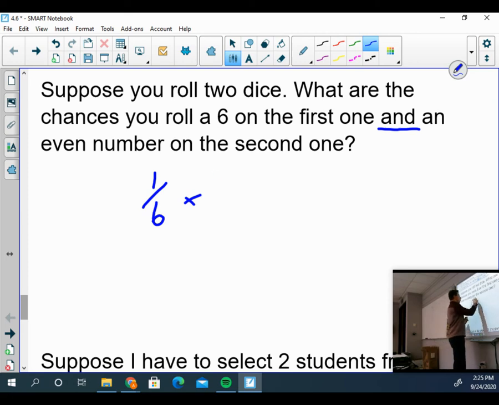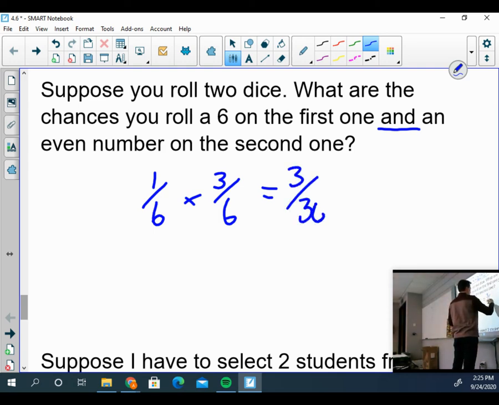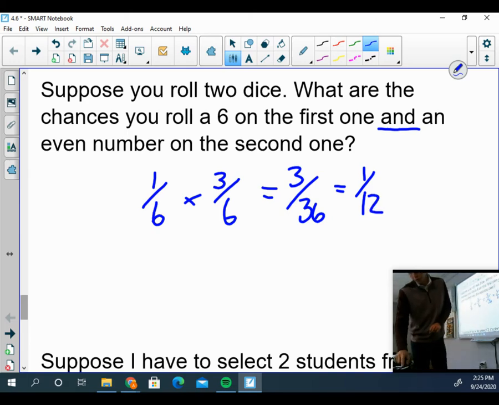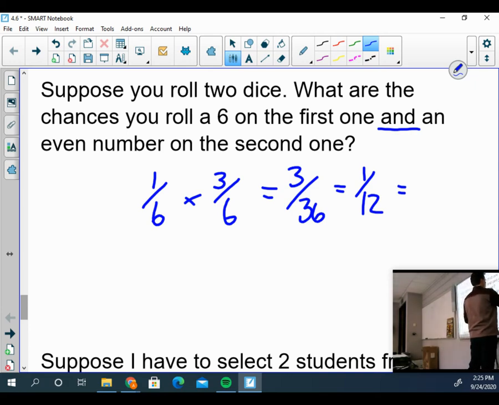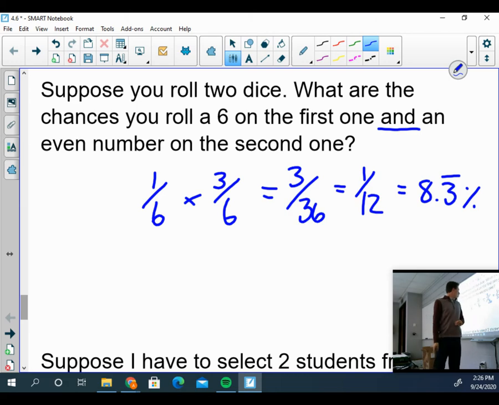Even on the second, well, there's a 3 in 6 chance I roll an even. Again, that sample size does not change from 6 because these are independent. So now I multiply the fractions together. I get 3 over 36, which is the same thing as 1 over 12. And I find that there's roughly an 8.3% chance that you would roll a 6 and then roll an even number.